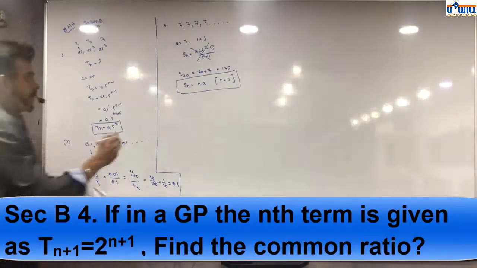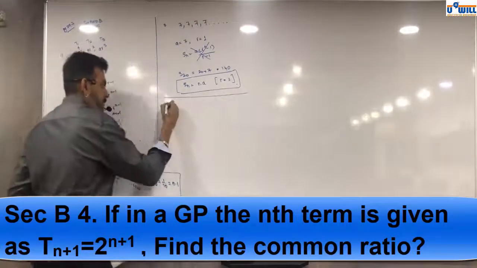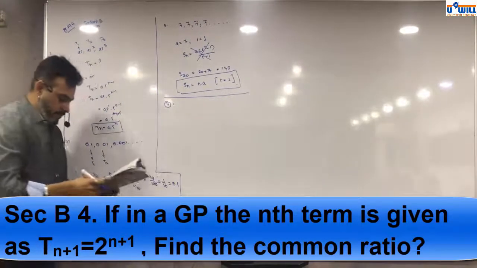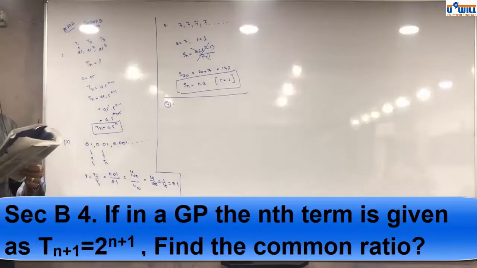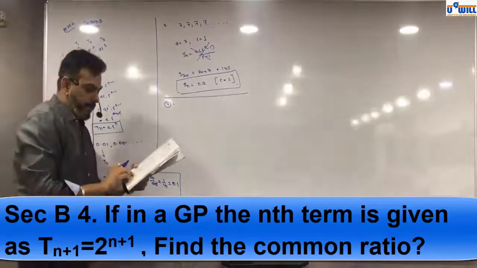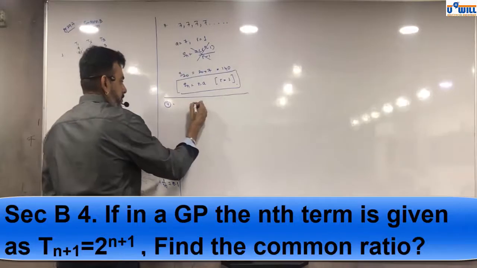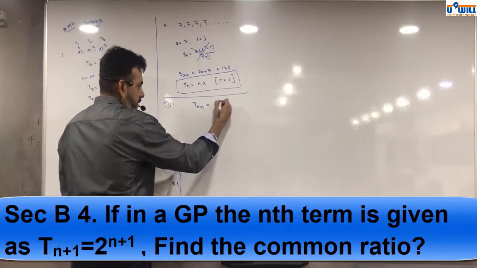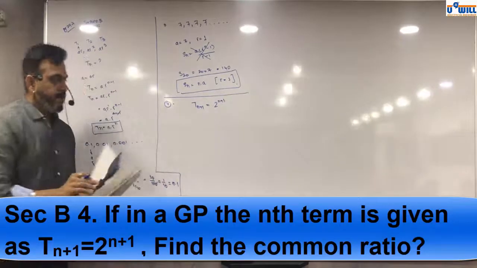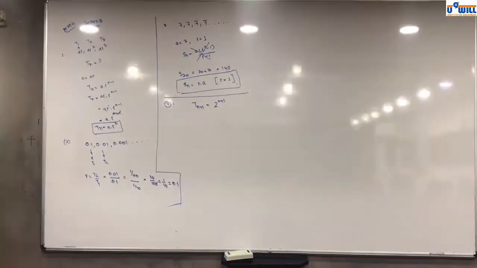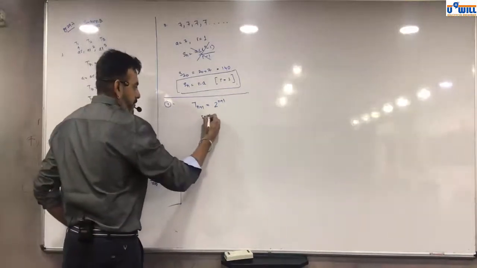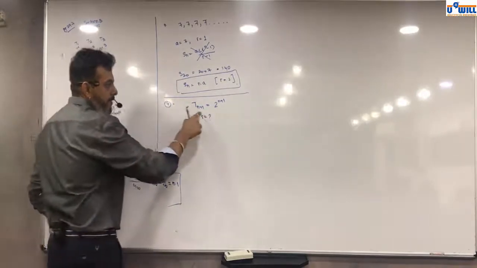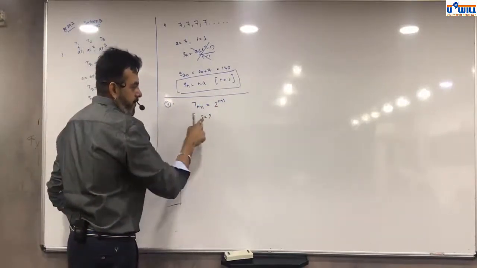Fourth, again an interesting one. If in a GP the nth term is given as Tn plus 1 is equal to 2 raised to n plus 1, find the common ratio. Come on, solve this. What we have to find? We have to find the common ratio. We have to find R. Tn plus 1 is equal to 2 raised to n plus 1. Find R.